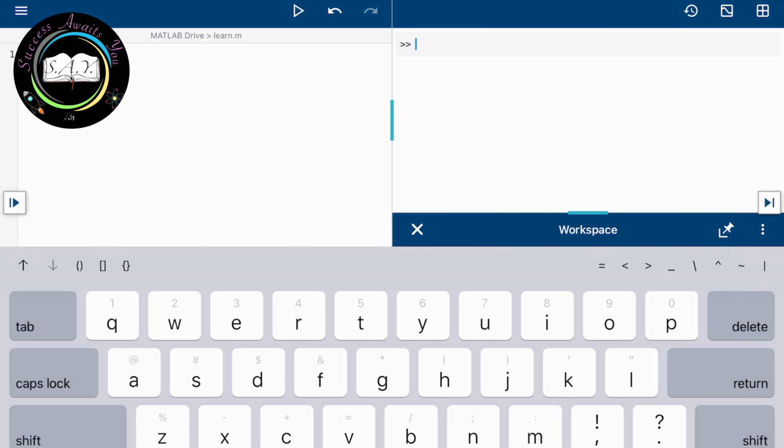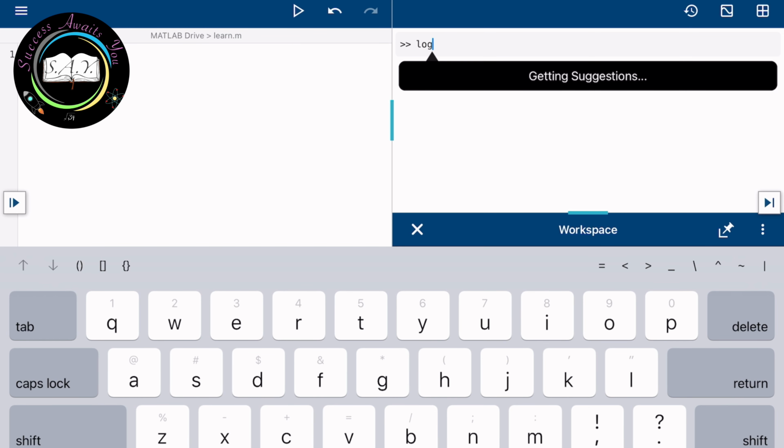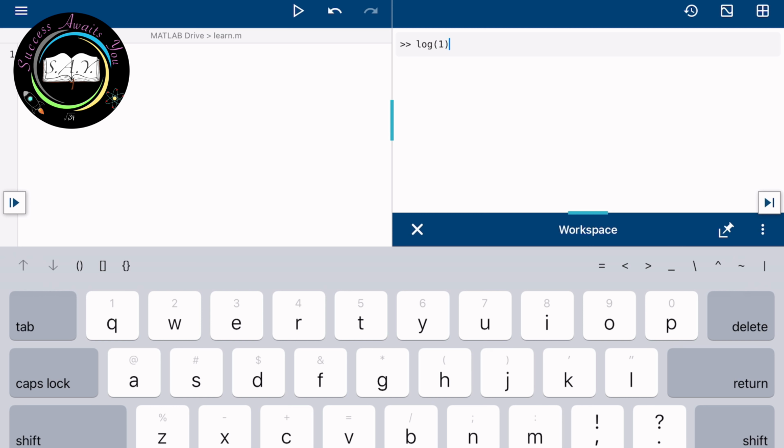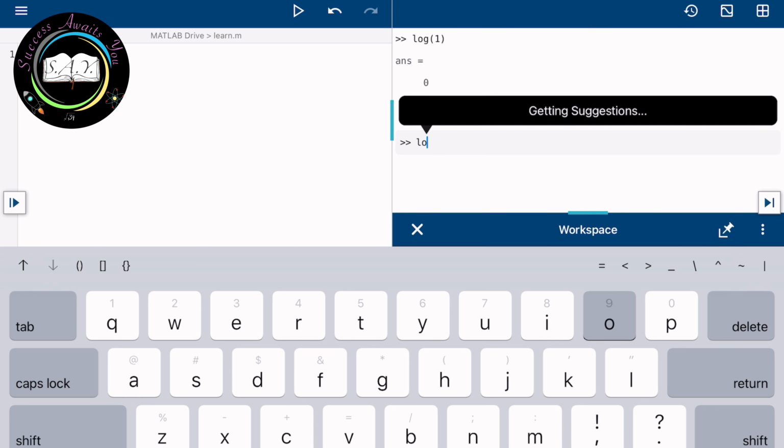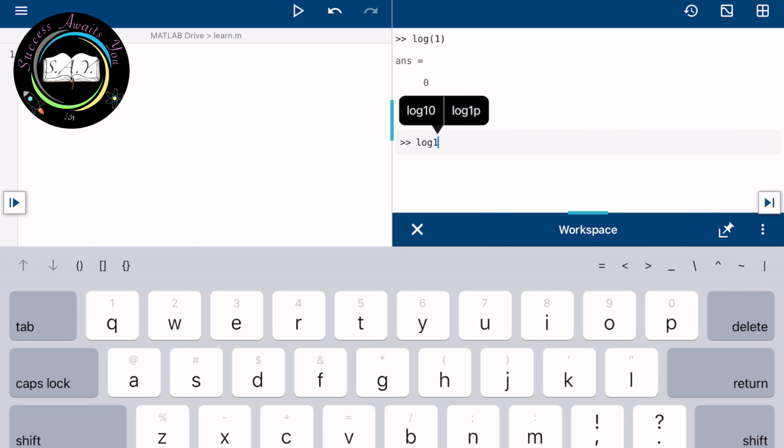The next command for today is how to use logarithm in MATLAB. Well, we simply write log and write the value in round brackets. Like here in the example, let's solve for log 1. And for the log with base 10, we simply write log10, and then write the value we have to solve for.